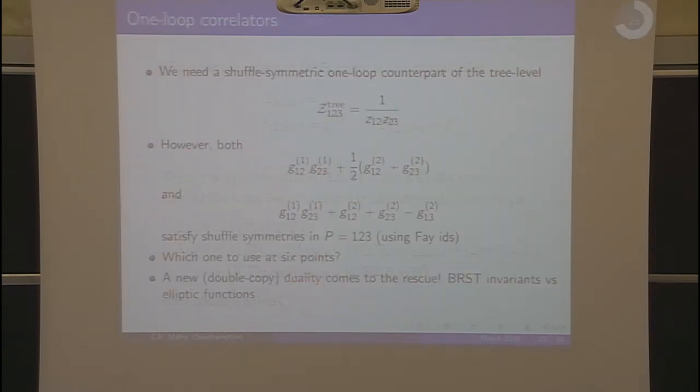But what about 6 points? For 6 points, we need a shuffle symmetric completion of the tree-level function that we had in the open string tree-level correlator, and that's the function we had there. If you remember, this function satisfies shuffle symmetries, and from the singular behavior of these G1 functions, you can argue that this combination here is mapped to this combination of G1s there. They have the same singular behavior, but if you use the Fay identities, you will conclude that both of these possibilities satisfy shuffle symmetry. So which one will you need to use at 6 points?